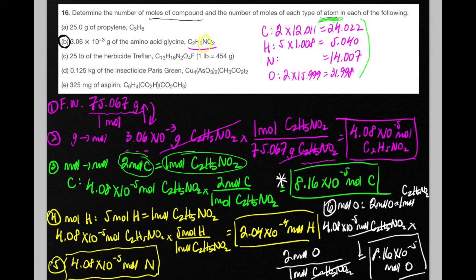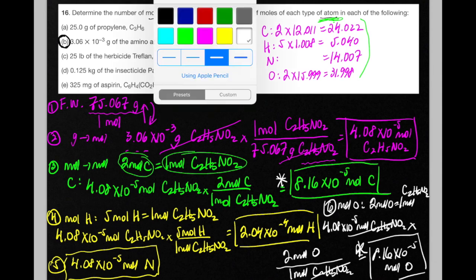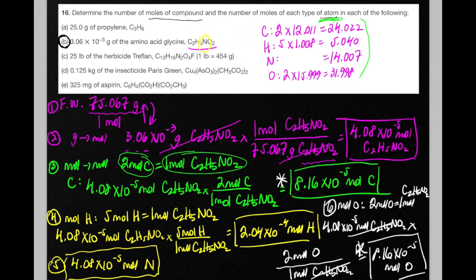Now you'll notice that the oxygen moles is the same as the carbon moles, because if you look at the chemical formula, there is 2 moles of carbon and 2 moles of oxygen in the starting formula C2H5NO2. Anyway, it's a lot of work to show on one page, but I hope you get the idea.